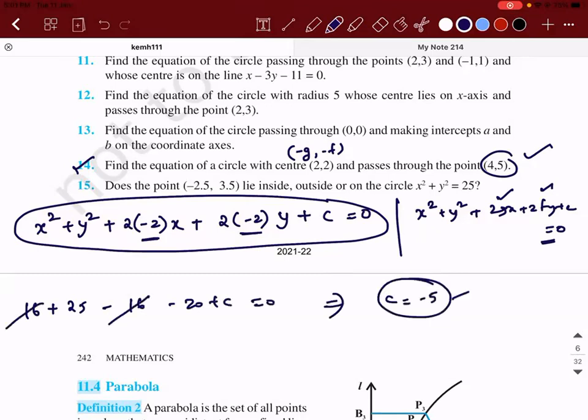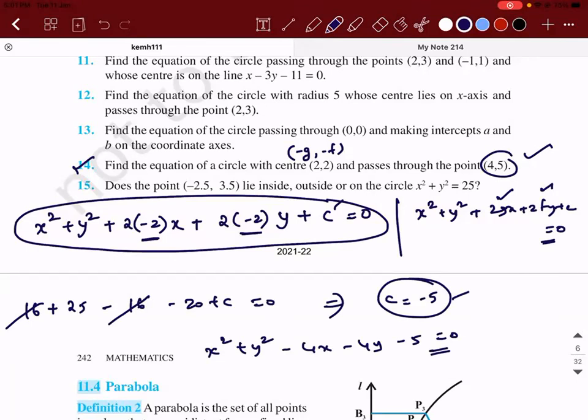Take this and substitute it here. The answer will be x square plus y square minus 4x minus 4y minus 5 is equal to 0. Guys, am I clear? Yes, sir. It's a very, very simple problem, right?